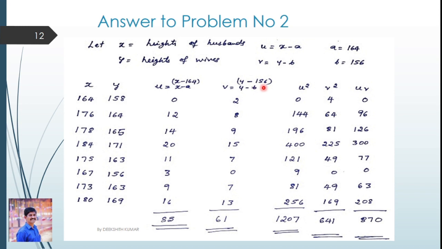158 minus 156 is 2. 164 minus 156 is equal to 8. 165 minus 156 is equal to 9. 171 minus 156 is equal to 15. 163 minus 156 is equal to 7. 156 minus 156 is equal to 0. 163 minus 156 is equal to 7. 169 minus 156 is equal to 13.